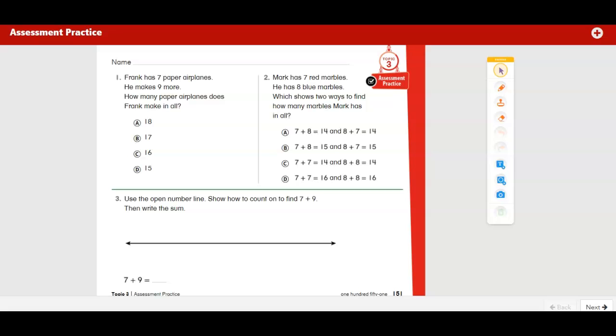Today for our math lesson, you are going to be completing your assessment practice test. Now this can be found in your Envisions Volume 1 workbook on page 151.